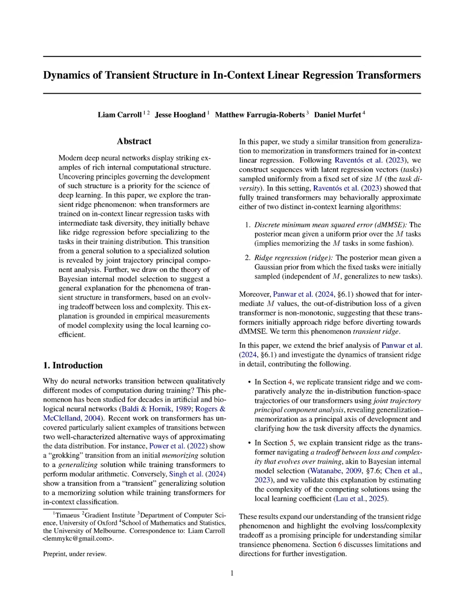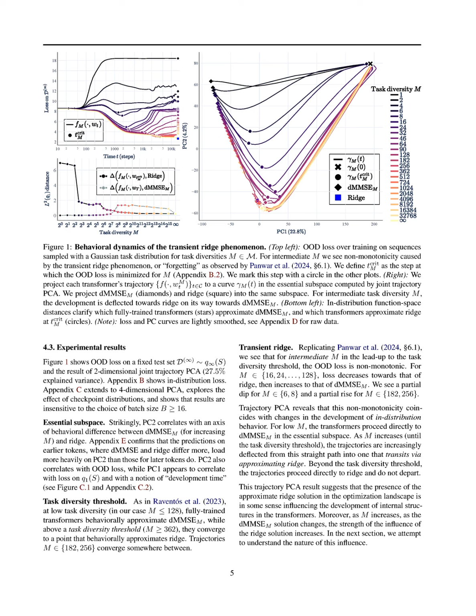The analysis reveals that as task diversity increases, the transformers initially approximate ridge solutions before transitioning towards discrete minimum mean squared error (DMMSE) solutions, illustrating the dynamics of generalization and memorization. Finally, we validate our findings by quantifying the complexity of the solutions using the local learning coefficient, confirming that the evolving loss complexity trade-off governs the training dynamics of the transformers.